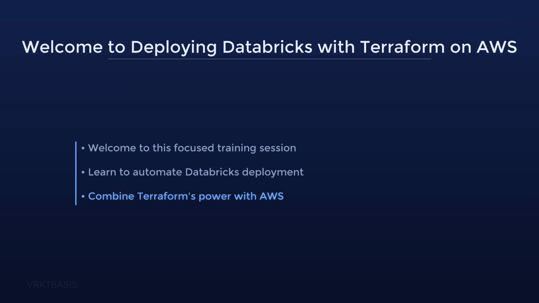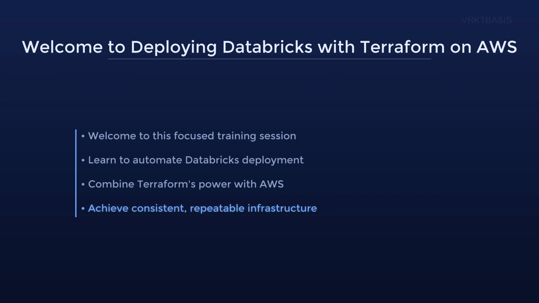Now, to automate this deployment, we will combine Terraform's power with AWS. Think of Terraform as your blueprint architect, writing the exact instructions. AWS then provides the raw materials, the compute, storage, and networking. This combination lets you build your entire Databricks environment, from virtual networks to clusters, in a repeatable, documented way.